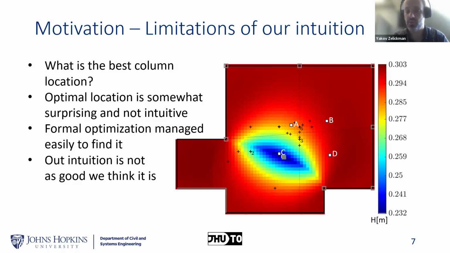So what we see here is 2 things. The first is that our intuition, or the intuition of engineers generally, is not as good as we think. We miss the optimal location. But at the same time, we see that formal optimization managed to find it. So really, optimization is a very powerful tool that can help us escape this trap of our intuition. And maybe I should emphasize, I'm not saying that our intuition is not important. To the contrary, our intuition is very important to be judgmental and critical of whatever we do. We just need to be aware of its limitations.